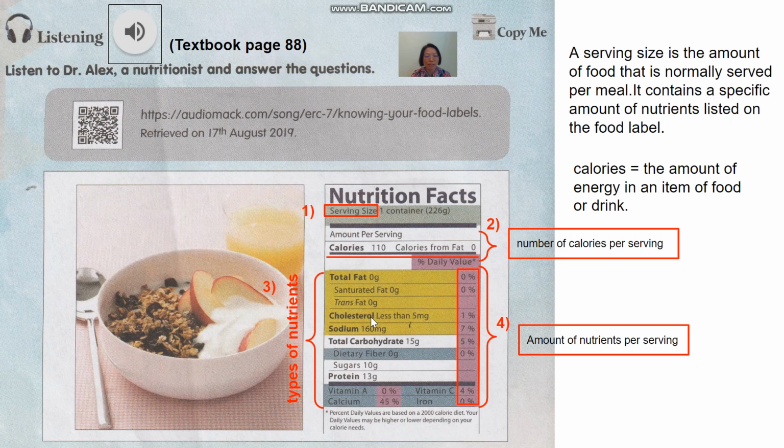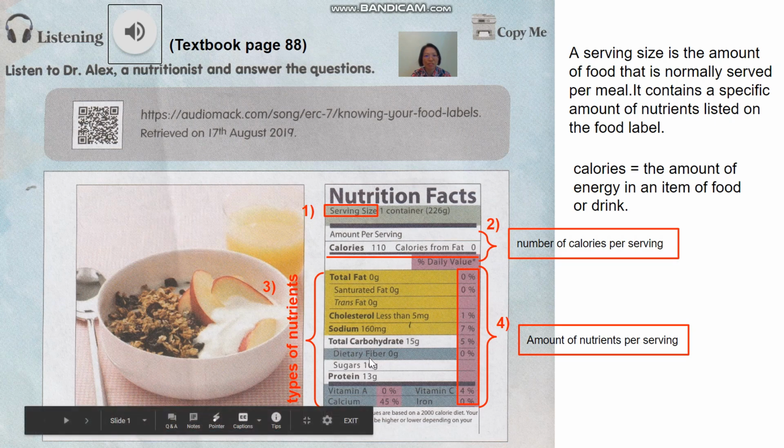and then cholesterol. Okay, cholesterol is something that is not very good for our body. And then sodium. Sodium is a kind of mineral that our body needs. And then carbohydrate that can give us energy. And then dietary fiber that can help us to have a better digestion. And then sugars and protein. And we also have vitamin A here and also calcium. Okay, and we also have vitamin C and iron.